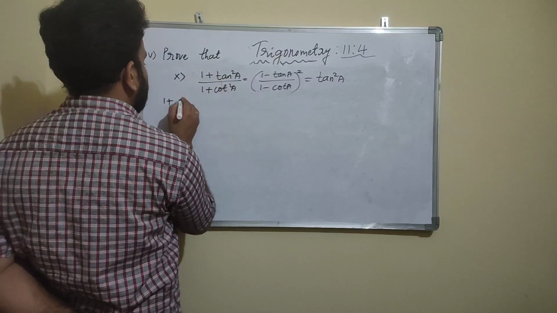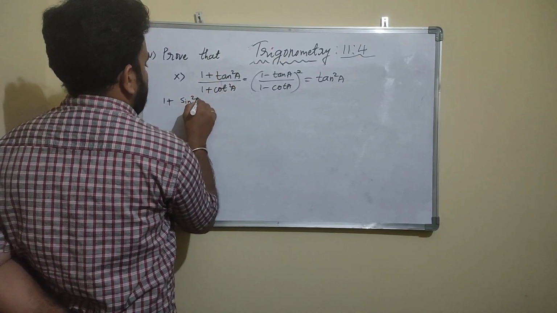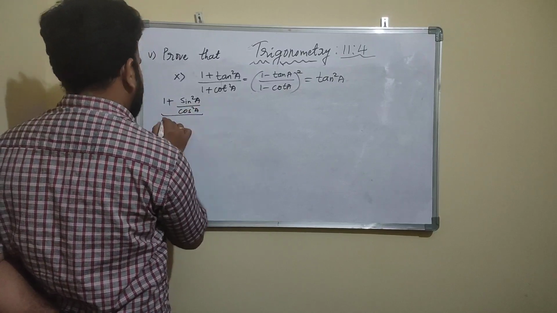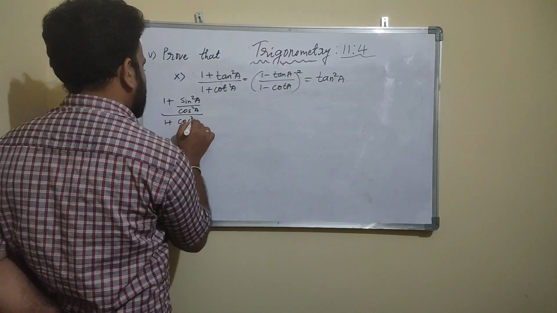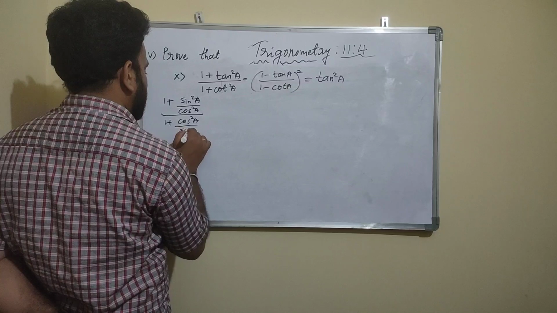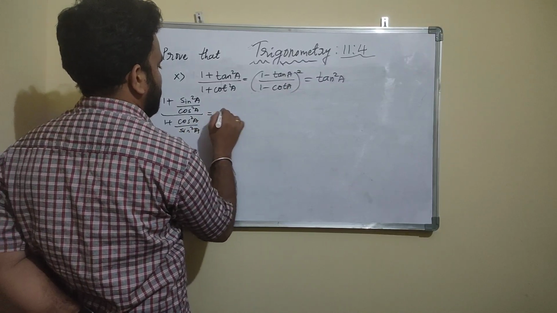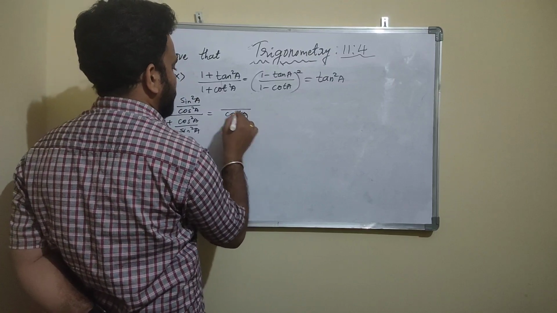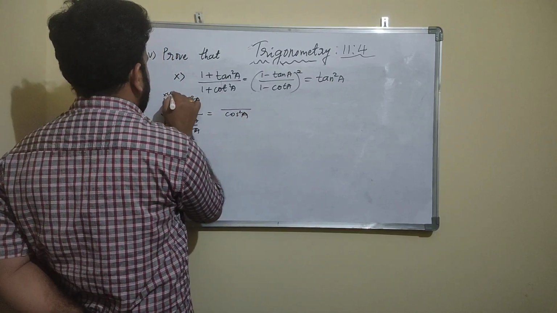Tan square a can be written as sin square a by cos square a, divided by this, which can be written as 1 plus cos square a by sin square a. Here I will take LCM as cos square a. Such problems we have already done so many times now. Here into cos square a.